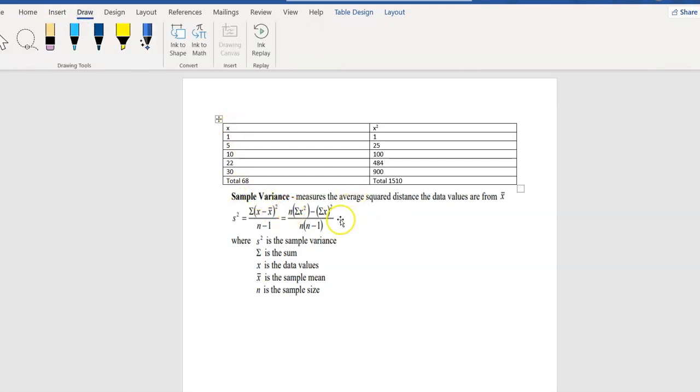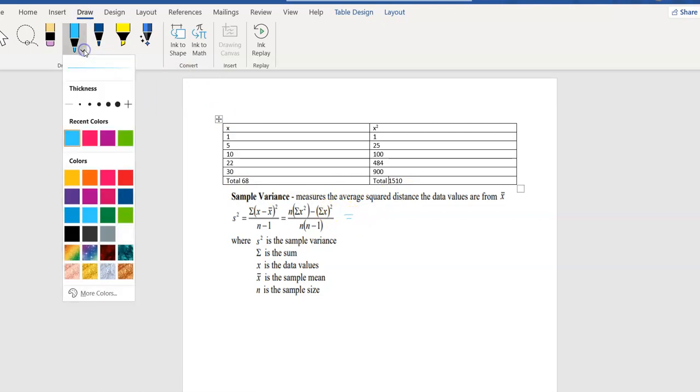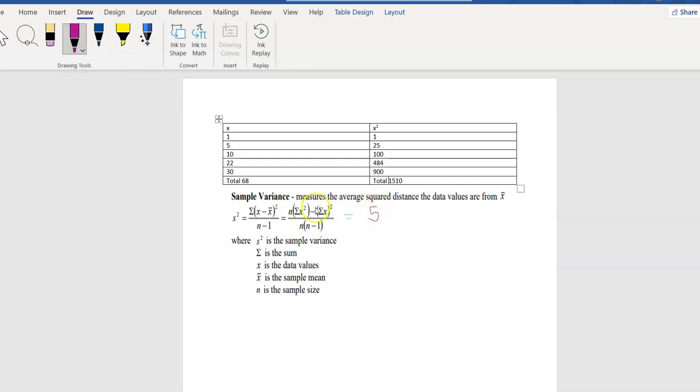So I'm gonna plug in a 5. Oh, let me get a better color, that's pretty light. All right, 5. And then this is the sum of the X squared column. So it's this total that I've got. It's 1510. So we're going to multiply 5 times 1510. Now, this is the sum of my X column, and then we're going to square that answer. So the sum of my X column is 68, and I'm going to square it.